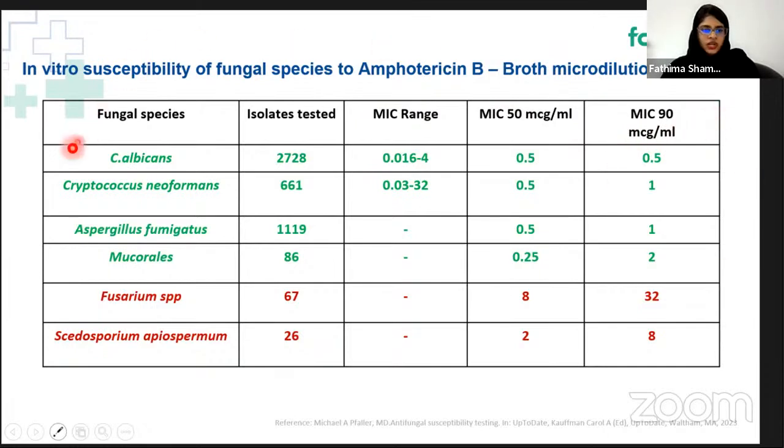So you can see in this chart, first we have Candida albicans, and you can see the MIC at 50 and 90. It is 0.5, which means it has strong activity towards Candida albicans. Even with Aspergillus, you can see 0.5 and 1. But when we come to Fusarium and Pseudallescheria apiosperma, you can see the MIC values here are huge, 8 and 32, which means amphotericin B is not going to work for them.